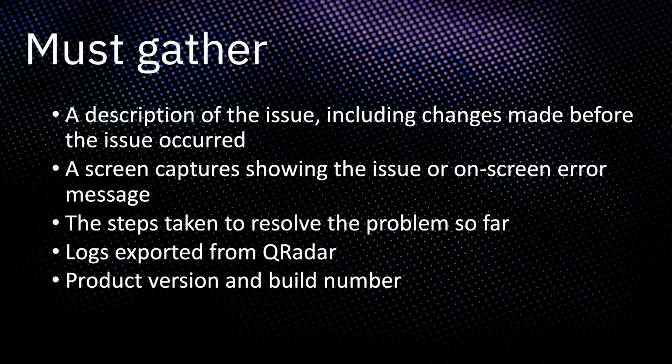A detailed description of the issue, including the steps taken or changes made before the issue occurred. A screen capture showing the issue or on-screen error message, the steps taken by the user or administrator to try to resolve the problem, an export from Get Logs in QRadar, and finally, the product version and build number. This information is available from the user interface. To view your QRadar version, from the dashboard tab, select Help and About.